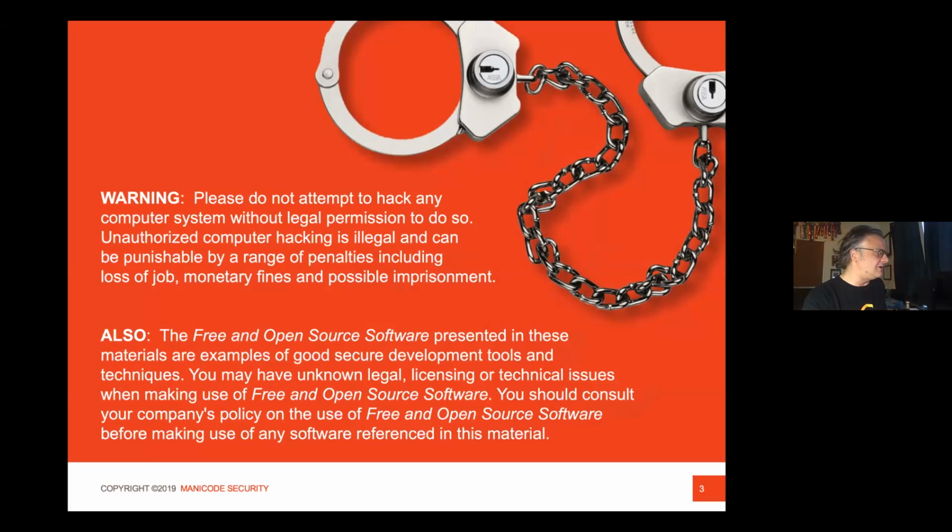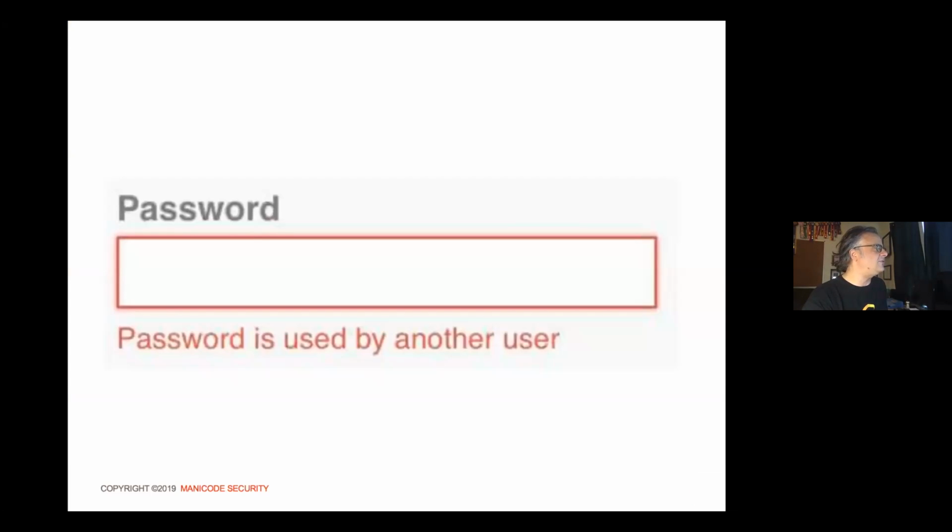So let's start with this. "Password used by another user." Yeah, that's not the best error message. This is what we call a security oracle. And I don't mean Oracle, the database. I mean oracle, the informant. This is an error message at the authentication layer that's giving information to the attacker that the attacker shouldn't have.